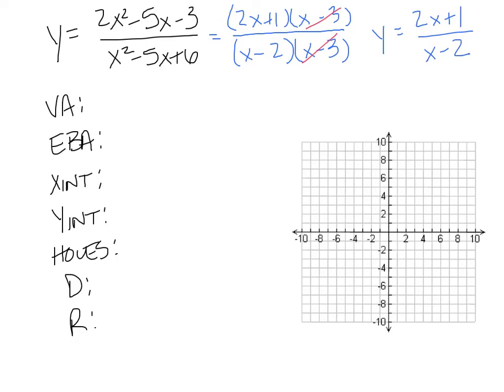And let's go ahead and find our stuff. Vertical asymptote, number that makes the denominator equal to 0 is 2. So our vertical asymptote is y equals 2. Sorry, x equals 2. Now we need to do our end behavior asymptote. So we're going to look at the ratio of the leading coefficients. In this case I have 2 over 1. So I have an end behavior asymptote at y equals 2.